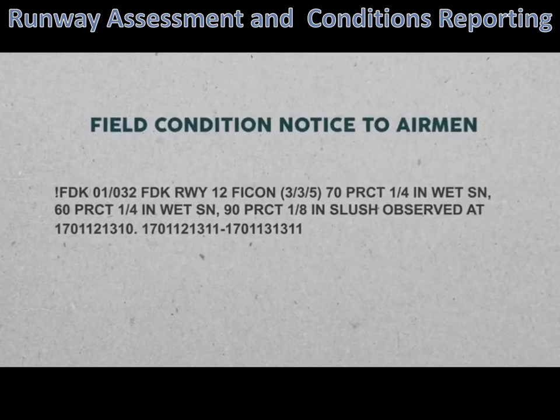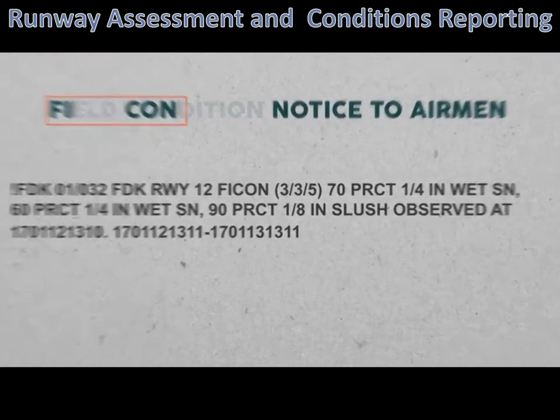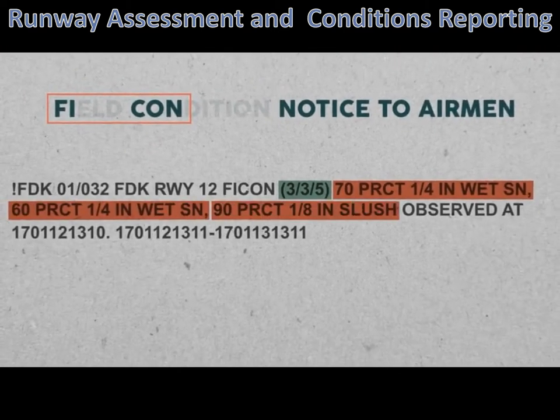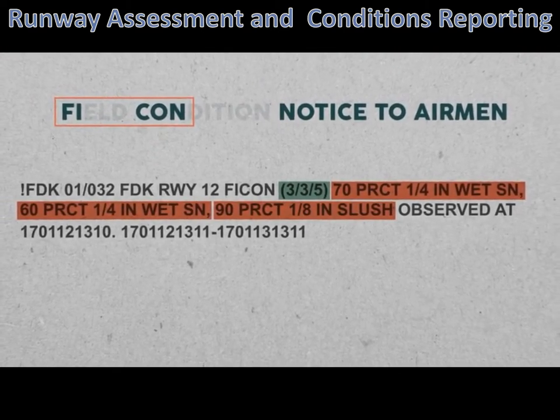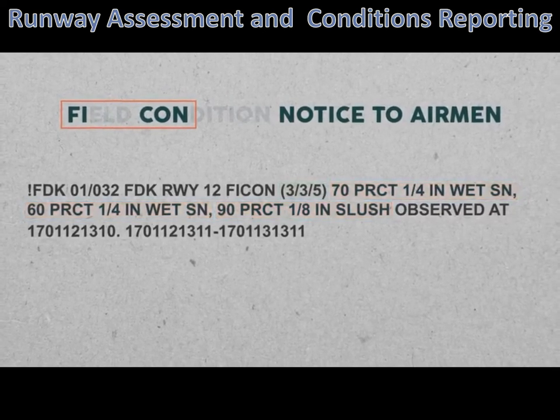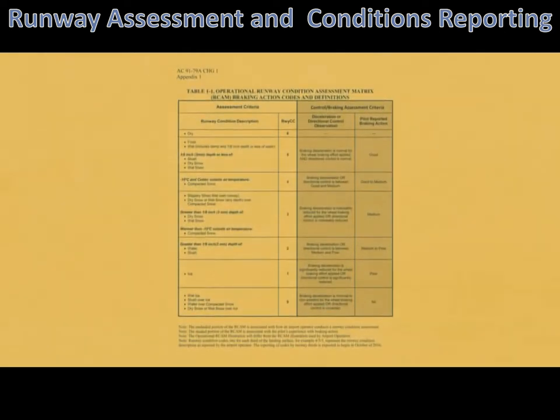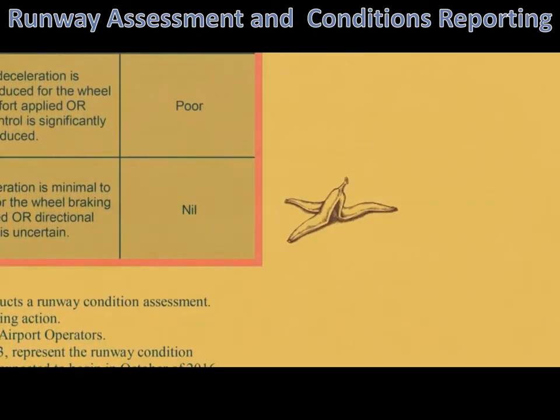Now let's take a quick look at the way our example would appear in a runway field condition notice to airmen, or FICON NOTAM. Here's our runway condition codes, as well as our percentages. If less than 25% of a runway is contaminated, runway condition codes won't be generated. Also included in the RCAM is the quality of braking action that pilots can expect for a given runway condition code, ranging from good all the way down to nil. Although if it's nil, the airport is required to be closed.